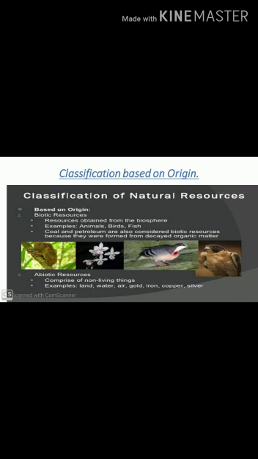Classification based on origin. Based on origin, natural resources are divided into two categories: biotic and abiotic. Biotic resources are obtained from the biosphere: forests, their products, crops, birds, animals, fish and other marine life are examples of biotic resources. They are both renewable and non-renewable. Abiotic resources are obtained from non-living things: land, water, minerals, iron, copper, gold, lead are abiotic resources.